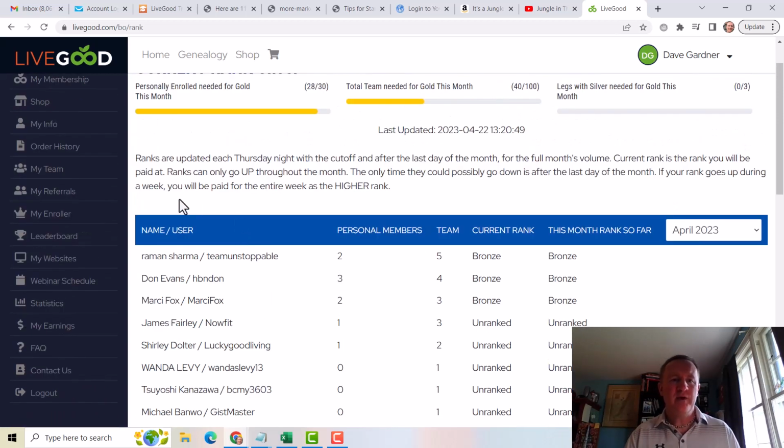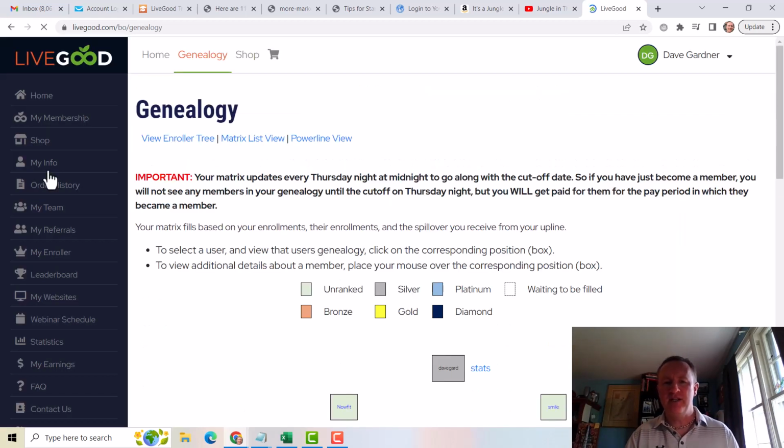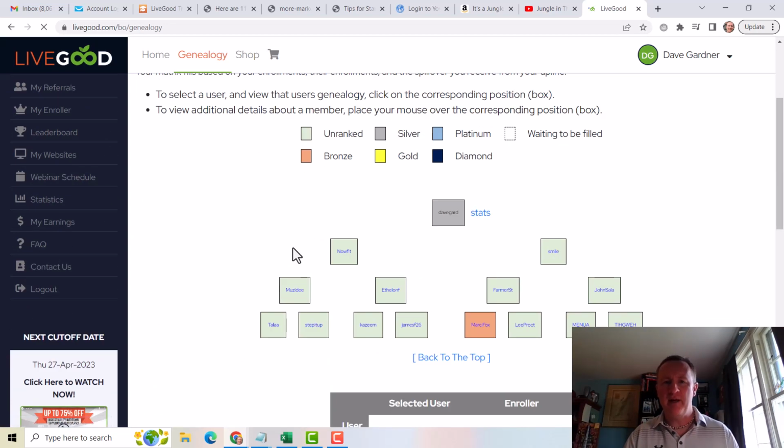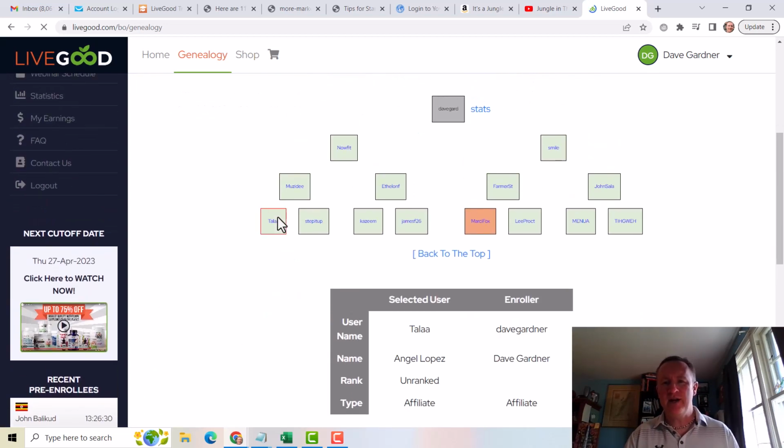And so if we go to where it says My Team over on the left, if you do the drop down to your team, you'll actually see what your matrix is starting to look like and where they're filling up. And that's another place where you can hover and see who sponsored who.